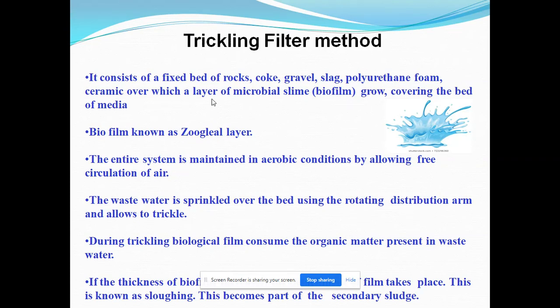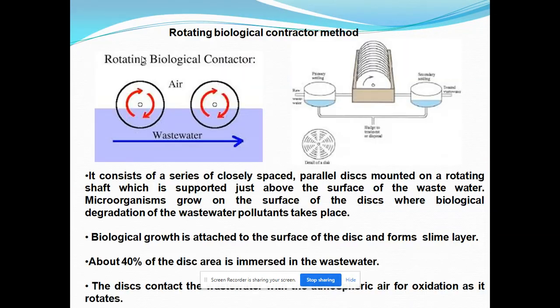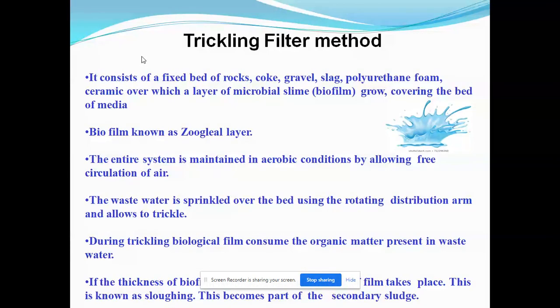It consists of a fixed bed of rocks, coke, gravel, slag, polyurethane foam, ceramic, over which a layer of microbial slime biofilm grows, covering the bed of media. And this biofilm is known as zooglial layer. The entire system is maintained in aerobic conditions by allowing free circulation of air.